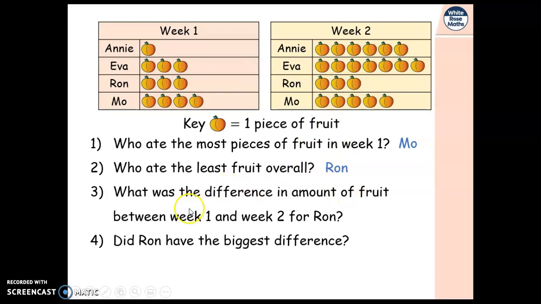What was the difference in amount of fruit between week 1 and week 2 for Ron? Ron's had 3 one week and 3 the next, so the difference is 0. Did Ron have the biggest difference? No, because he didn't have any difference. Annie did because she had 1 one week and 6 the next. So the difference there is 5 because 1 plus 5 equals 6.